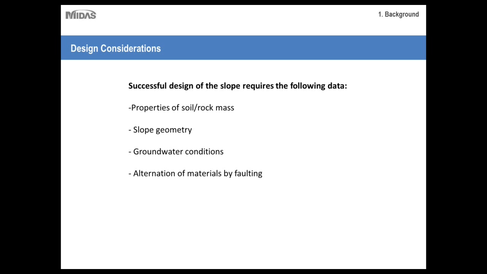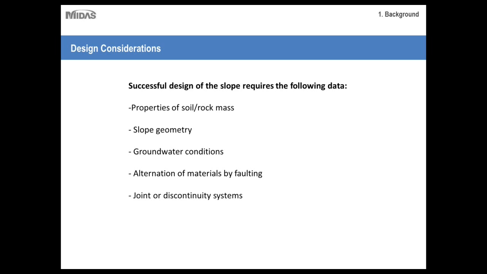Next, alteration of materials by faulting. For example, you'd like to know if your material is uniform throughout the slope, or if there is a certain fault line or cracks in the slope where material changes. These can lead to shear stresses or shear forces that could really affect how stable your slope is.